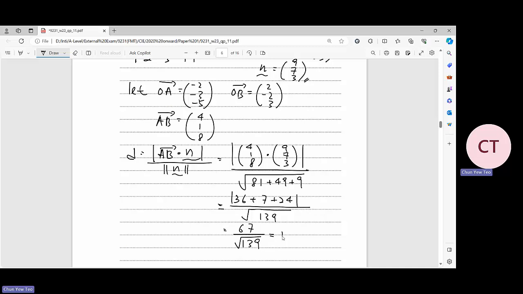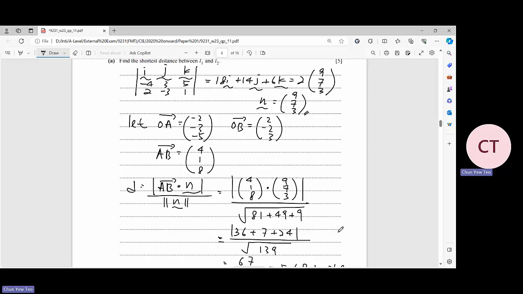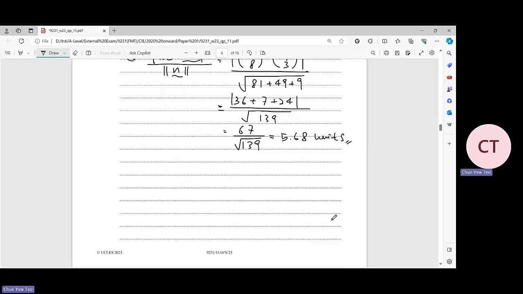Okay, so in the mark scheme, they actually accept both, either the exact value or the decimal. So over here, I give both. You can decide yourself whether you want to leave the answer in the exact value form or the decimal form. So this will be the answer for part A. So now we move on.